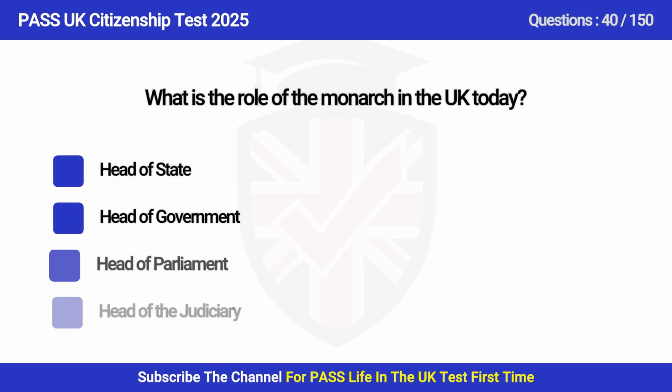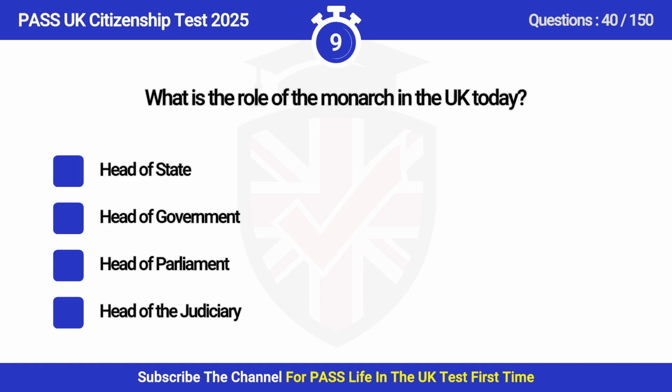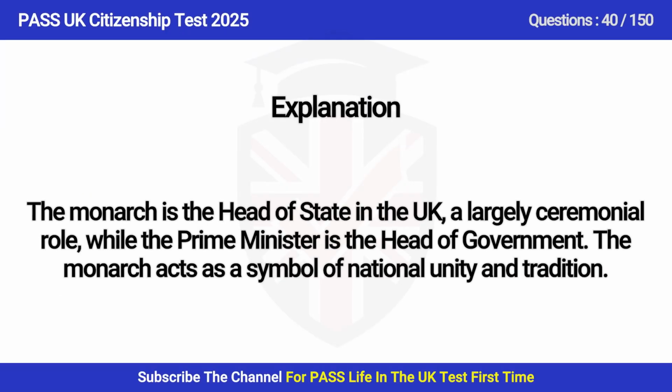Question 40. What is the role of the monarch in the UK today? A. Head of state. B. Head of government. C. Head of parliament. D. Head of the judiciary. Answer is A. Head of state. The monarch is the head of state in the UK, a largely ceremonial role, while the Prime Minister is the head of government. The monarch acts as a symbol of national unity and tradition.